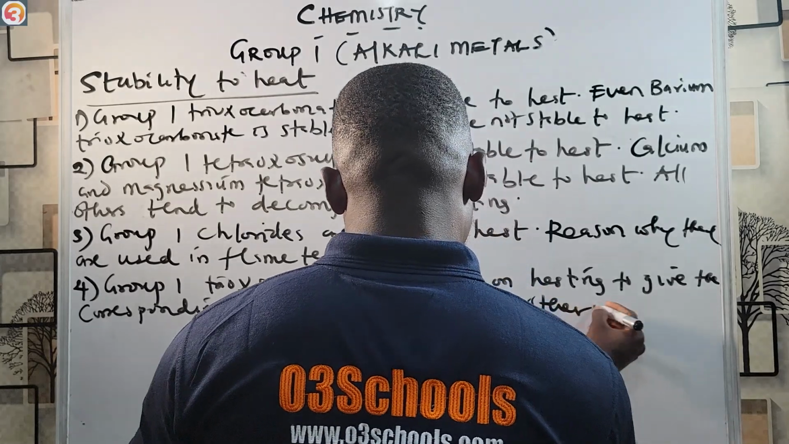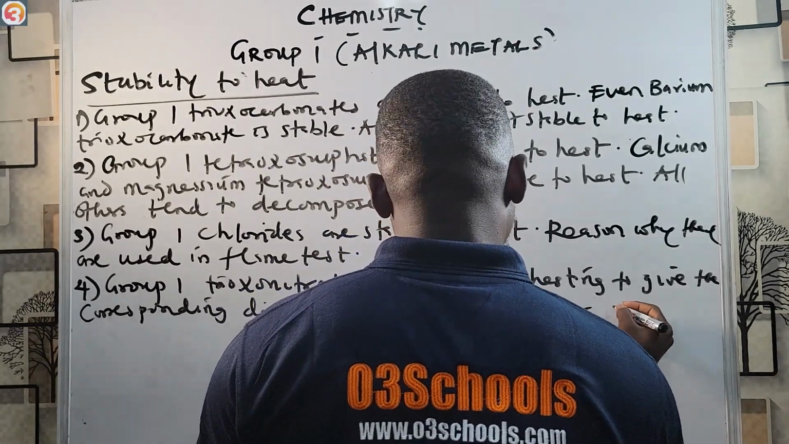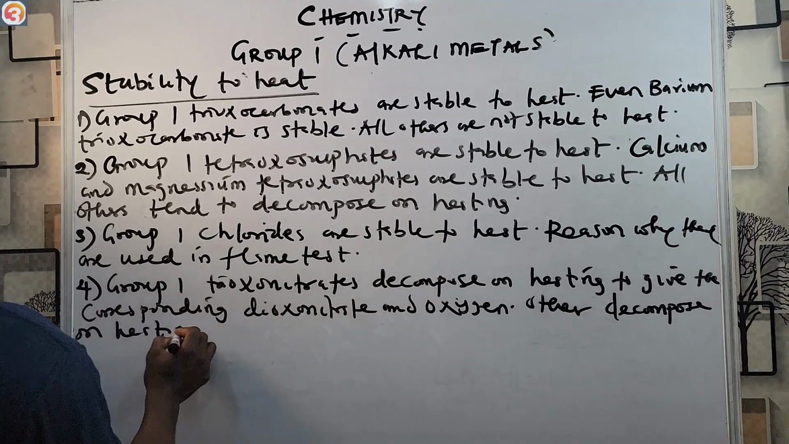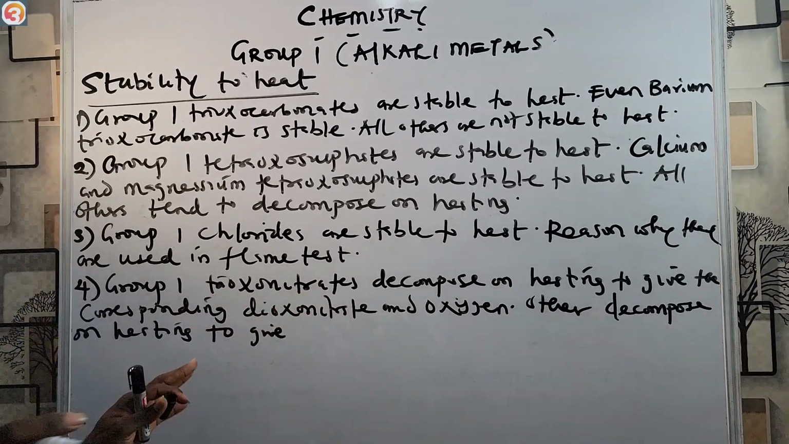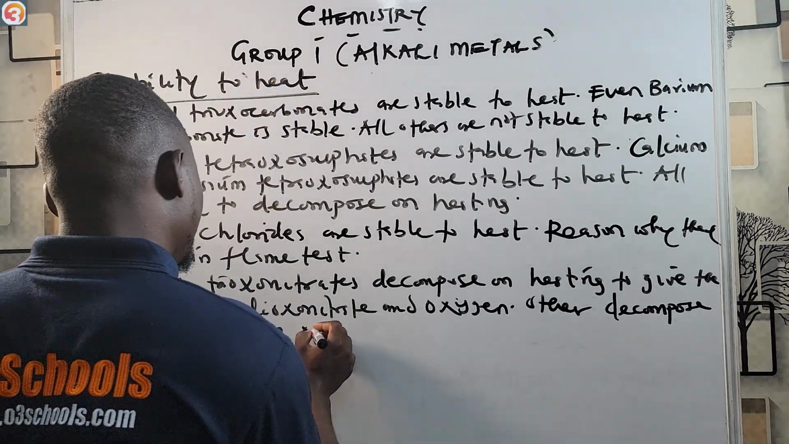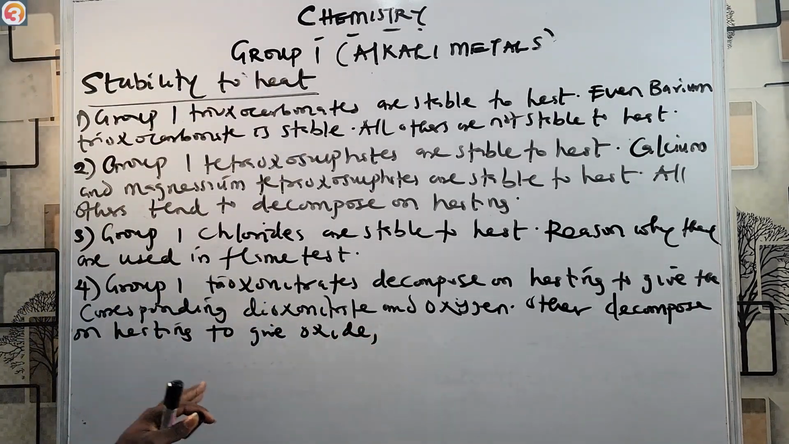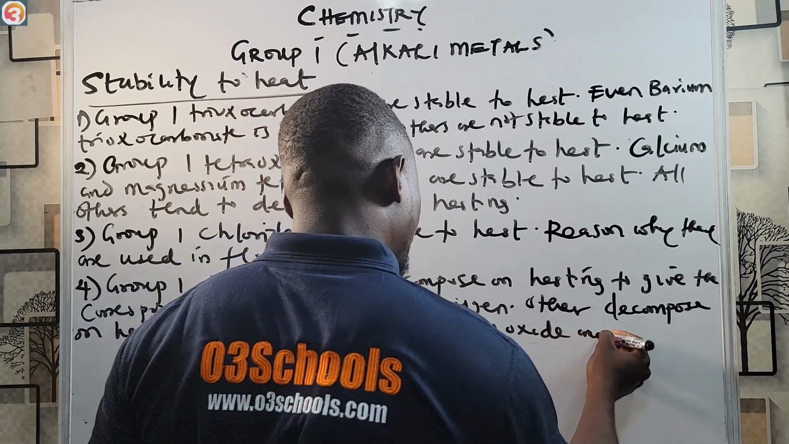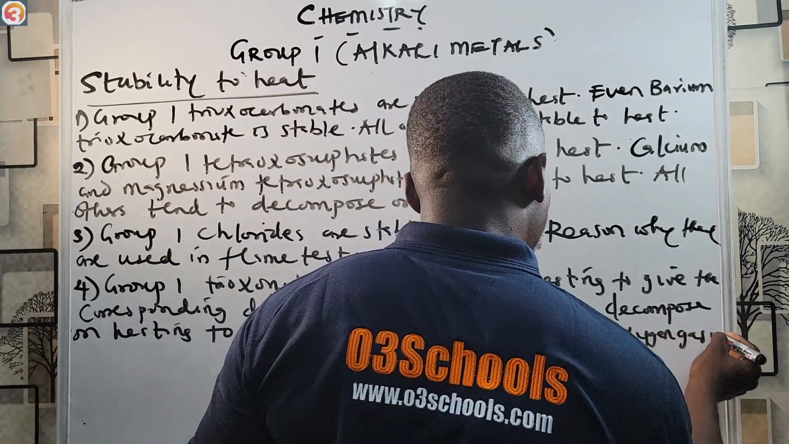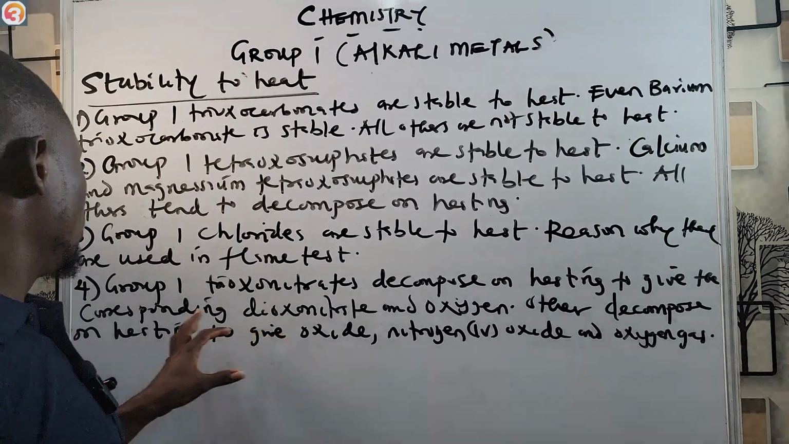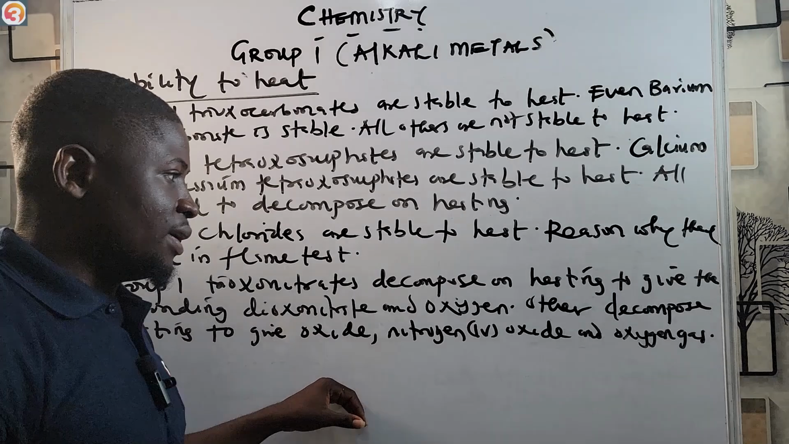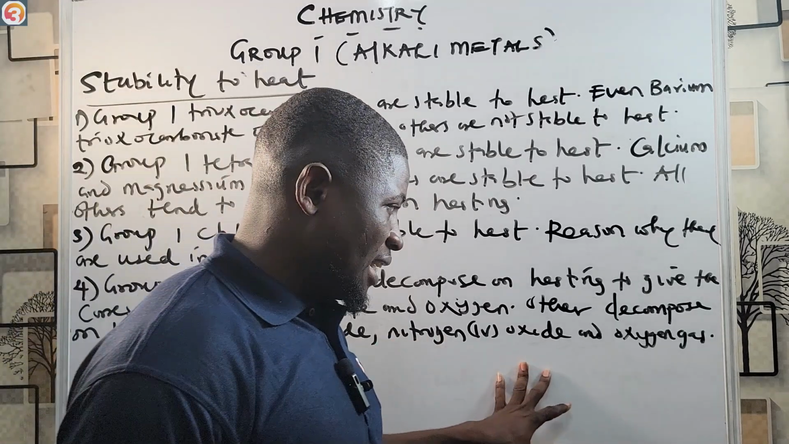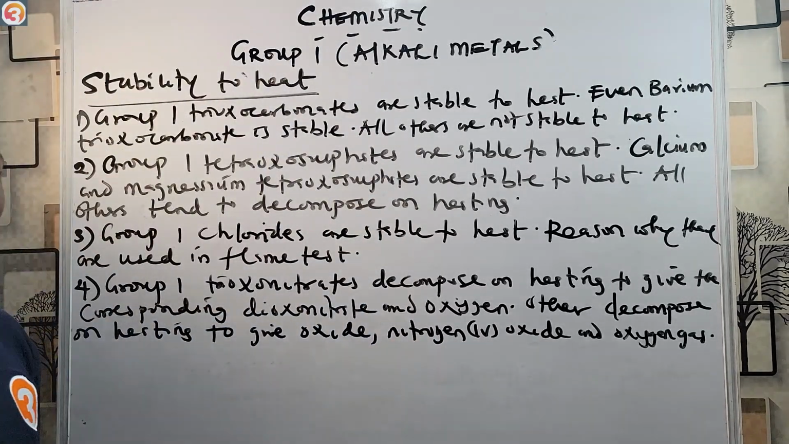And know that all the others decompose on heating to give the metal oxide, then also nitrogen(IV) oxide and oxygen gas. All right. So group one trioxonitrates decompose on heating to give the corresponding dioxonitrate and oxygen. Right. Now others decompose on heating to give the oxide, nitrogen(IV) oxide and oxygen gas.